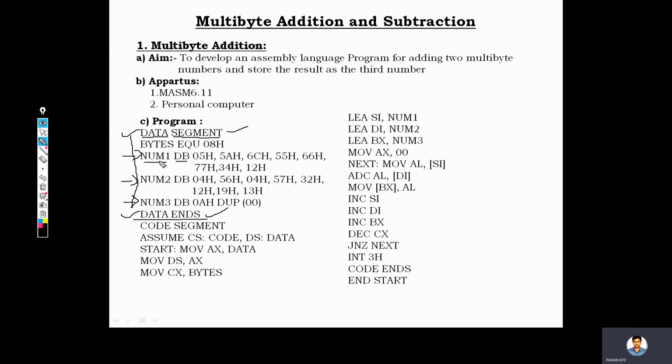So num1 is the name of the array. DB is an assembler directive, which conveys that the values stored inside the num1 array are of byte type. That means each value is 8-bit in size. Let us say 05H, it is 8-bit. 5AH is an 8-bit value. 6CH is also an 8-bit value. So like that, it conveys the meaning to the assembler, not to the processor.